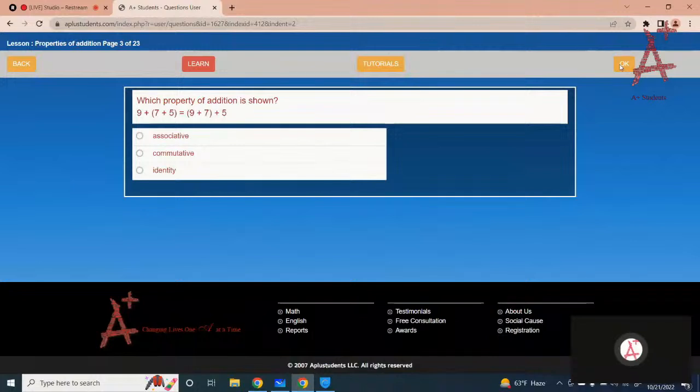Okay, which property of addition is shown? Again, you have three digits involved, 9 plus 7 plus 5. In addition, order doesn't matter in what order you add. Either you add 7 plus 5 first or 9 plus 7 first, the answer on both sides must be the same. So three digits are involved. Which property is it? Is it associative, commutative, or identity? It is associative. Got it? Whenever three digits are involved, it is the associative property.